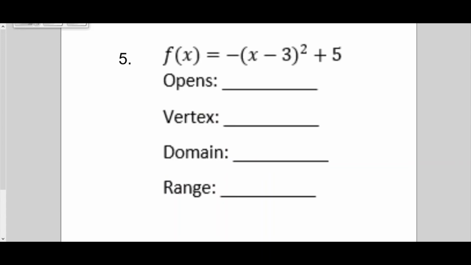And then we'll also be able to identify the vertex. So let's look at an example. f of x equals negative x minus 3 squared plus 5. So we're first going to identify our a, h, and k. So instead of identifying a, b, and c, this time we're identifying a, h, and k. So my a is the number in front of the parentheses. So this would be negative 1. This is my a.